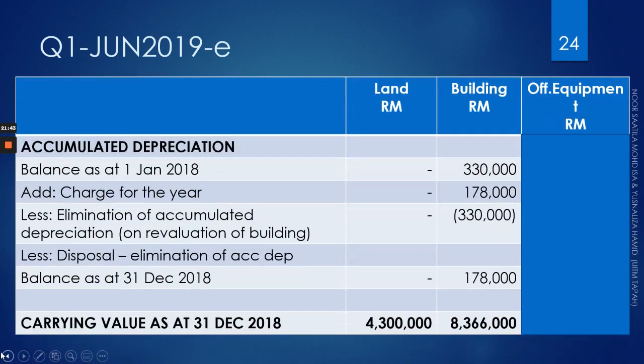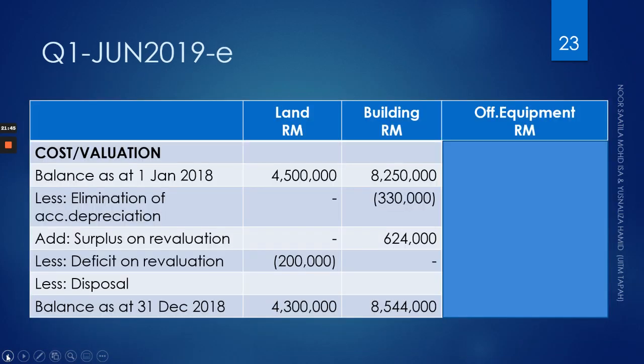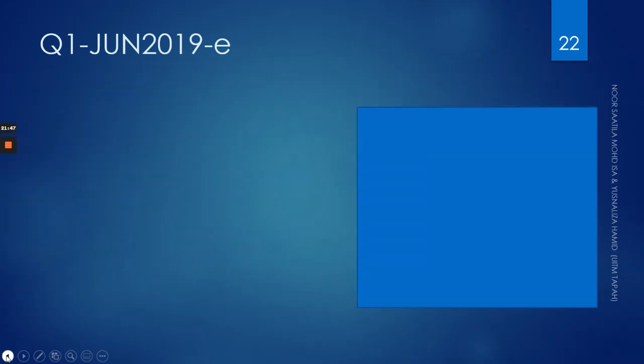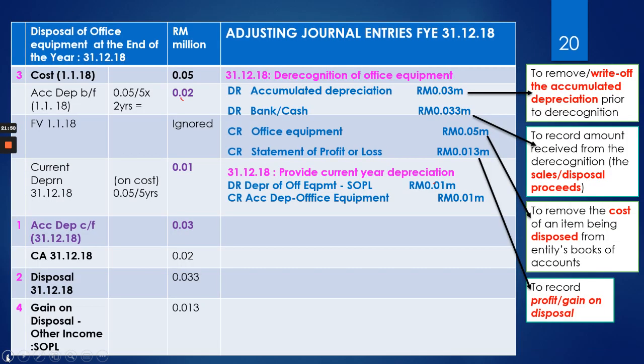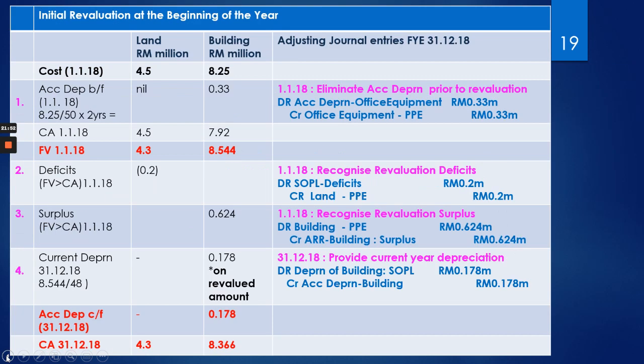So let's look at the workings first to let you have a better idea of what I mentioned earlier. For the first two assets, building and land, what I would suggest is to first do the adjusting journal entry before you straight away go to preparing the notes, right?